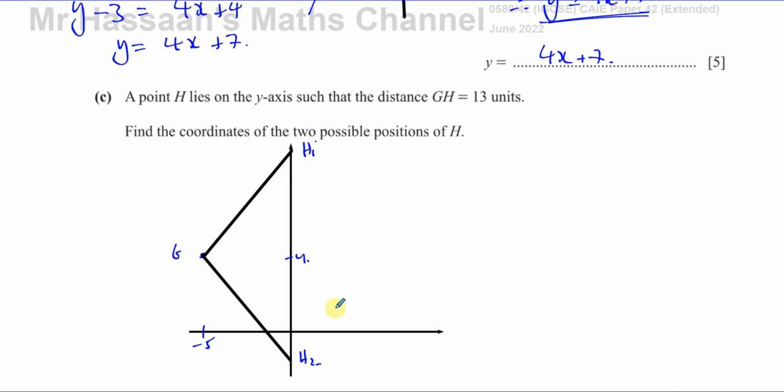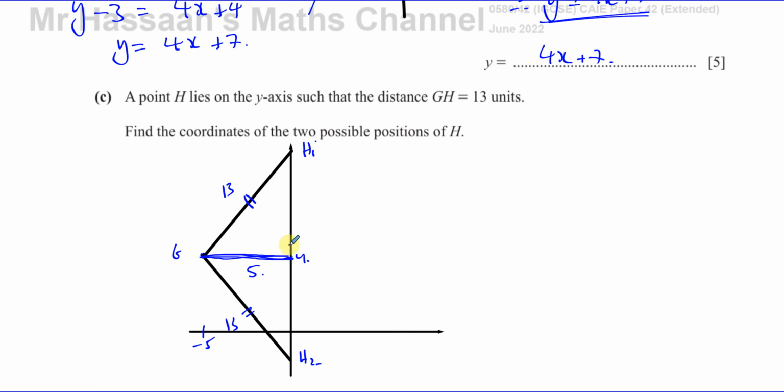All right, so I know that these two are equal in length. So isosceles. Okay, that's one thing. I know that this length is 13. I know that this length is 13. All right, and I know that this length here is 4. From G to this point is going to be, sorry, minus 5. This is 5 units. This is 5 units. Okay, because G is 5 units away from the axis.